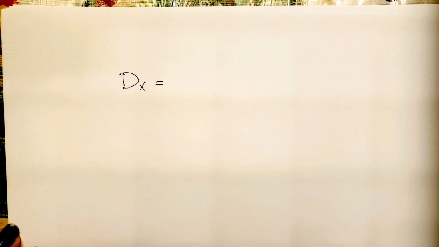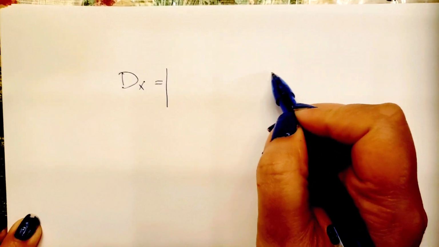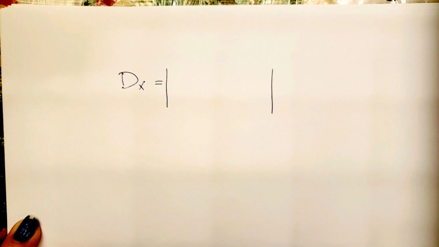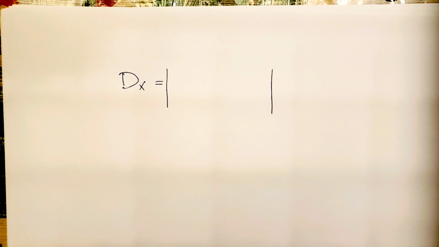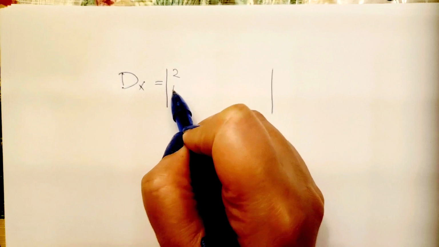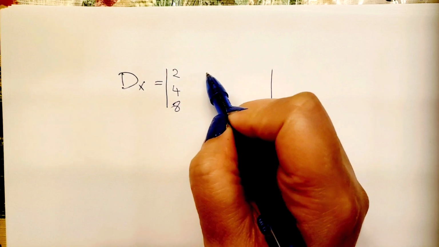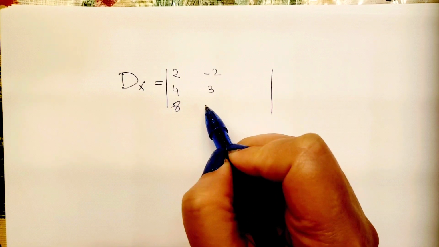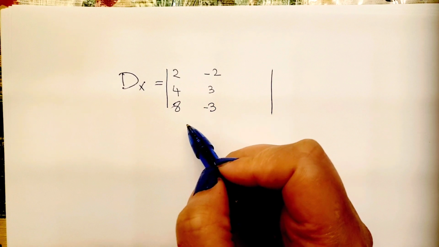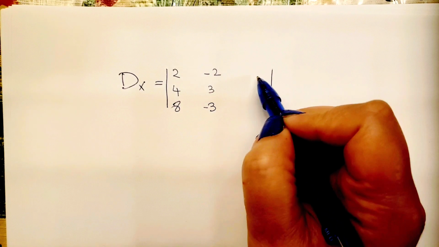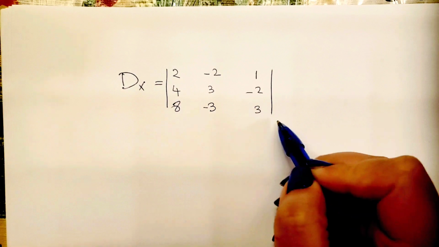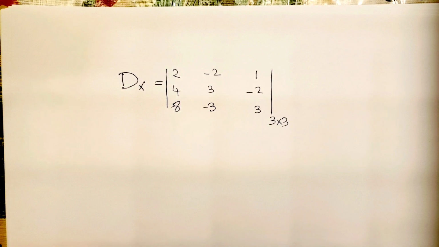Dx would be, okay, so as you can remember from my previous video, when we want to form the dx, the x column, which is the first column, should be replaced by the constants. The constants are 2, 4, and 8, and then the rest wouldn't change. So that would be -2, 3, -3, and then the third one would be 1, -2, and 3, which again is a 3 by 3 determinant.